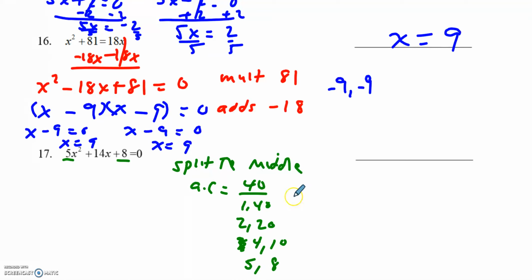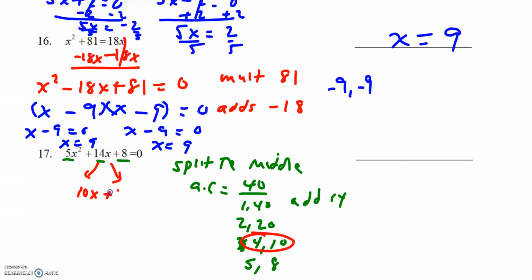Which one of these pairs can add to be my middle term of 14? Well, I believe 4 and 10 here. 4 plus 10 is 14, and 4 times 10 is 40. Awesome. So I'd have to split the 14x into this pair, and you can put them in any order you want. Because the 5 comes first, I'm going to put the 10 next to it.